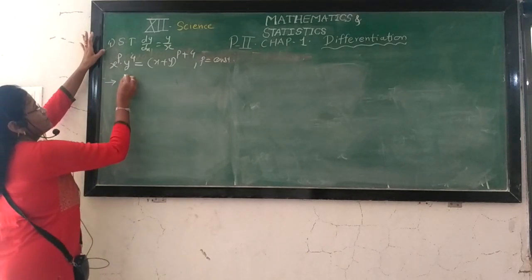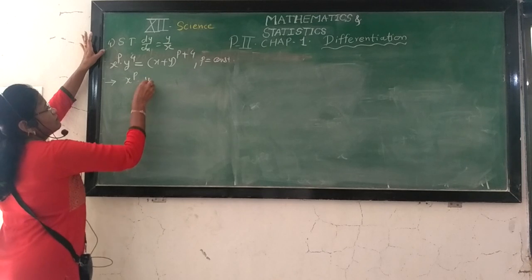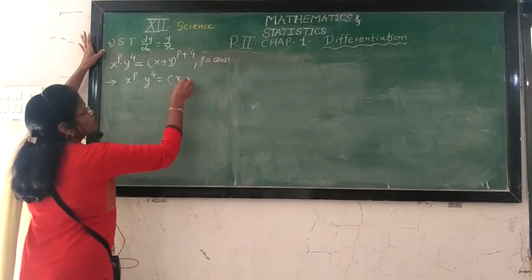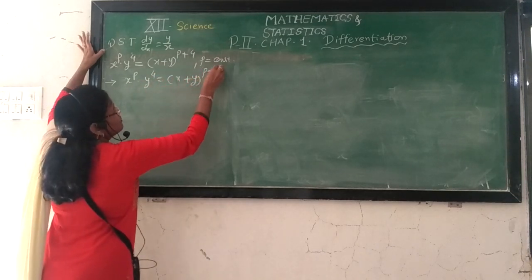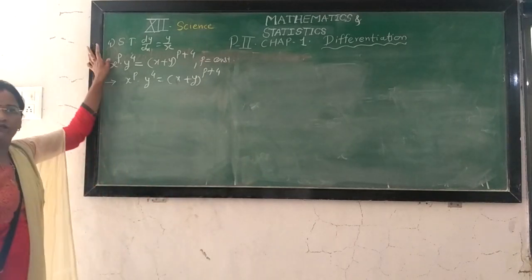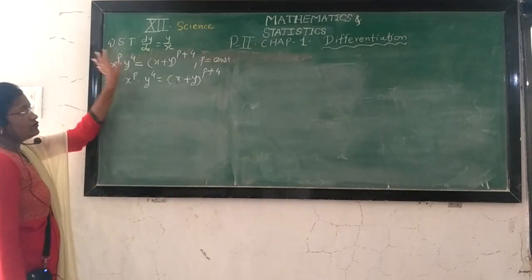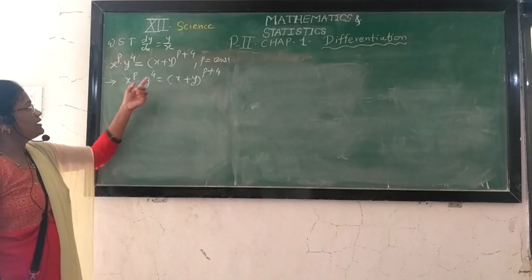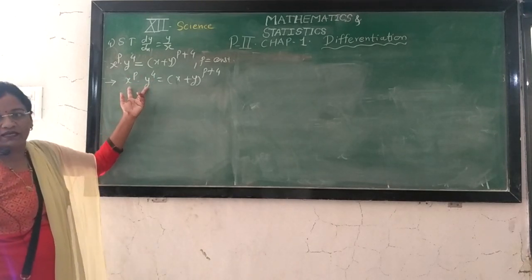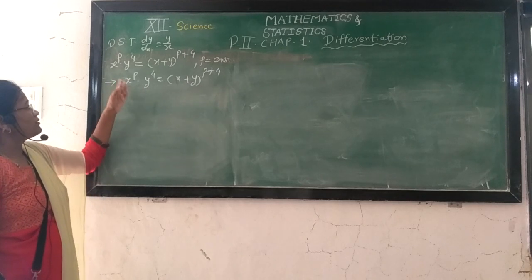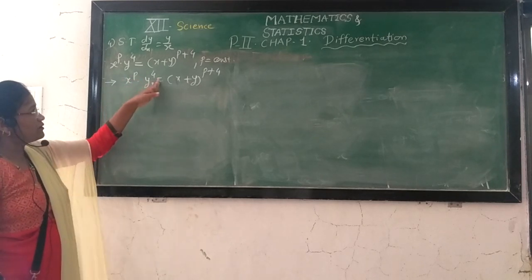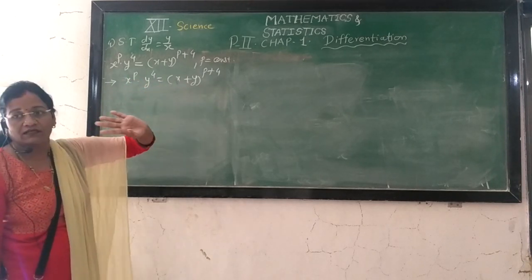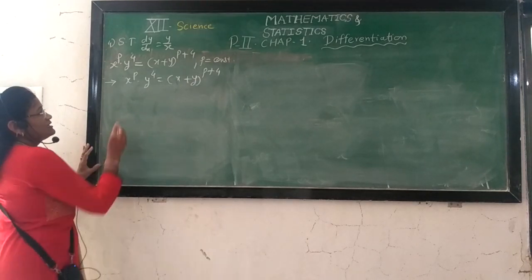Now we take the given x raised to p into y raised to 4 is equal to x plus y raised to p plus 4, where p is given to be constant. So how to differentiate? First you can think about the question. X raised to p, y raised to 4: these are two different types of functions. Here the power of x is constant, the power of y is again constant, but the right side uses a combination, and therefore this is again an implicit function.